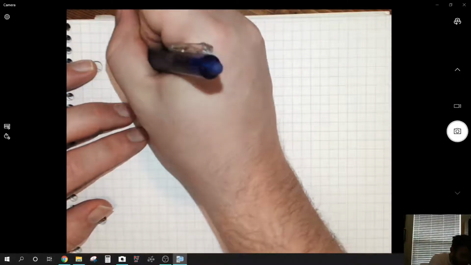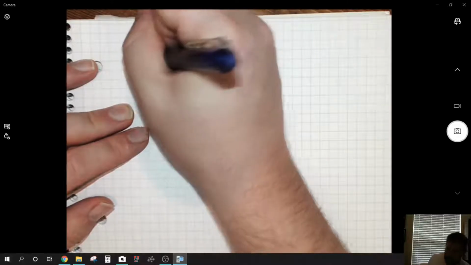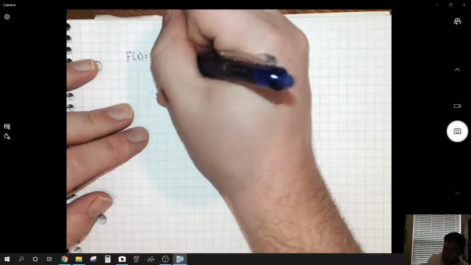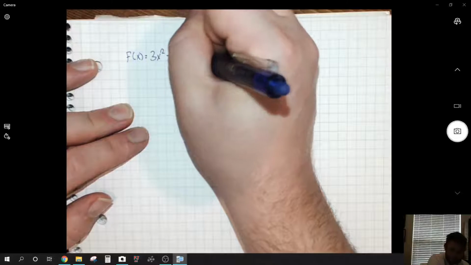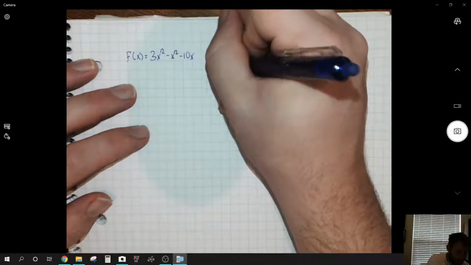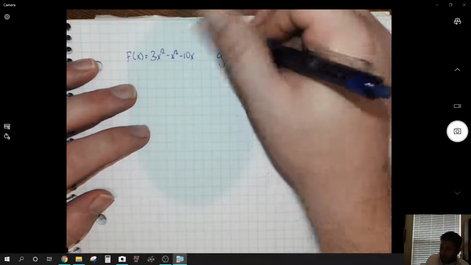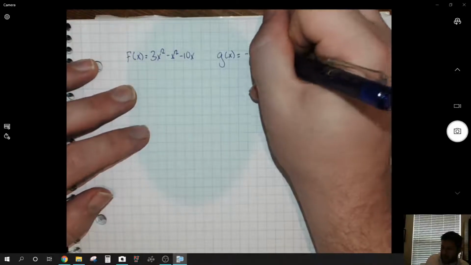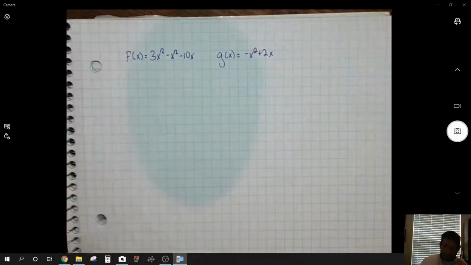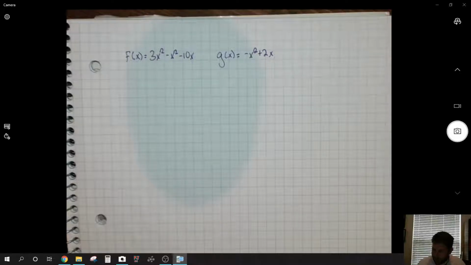Okay, so here are my two functions. f of x equals 3x squared minus x squared minus 10x, g of x equals negative x squared plus 2x. And we want to know what is the area between these two curves.